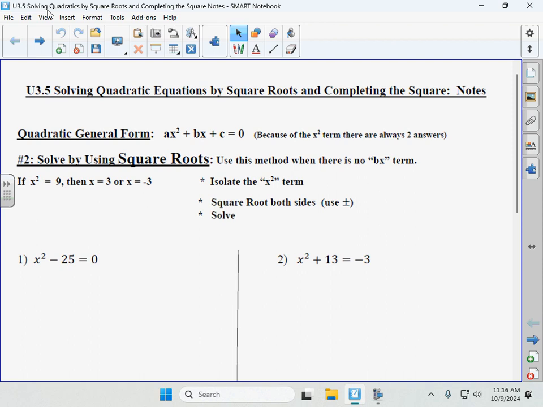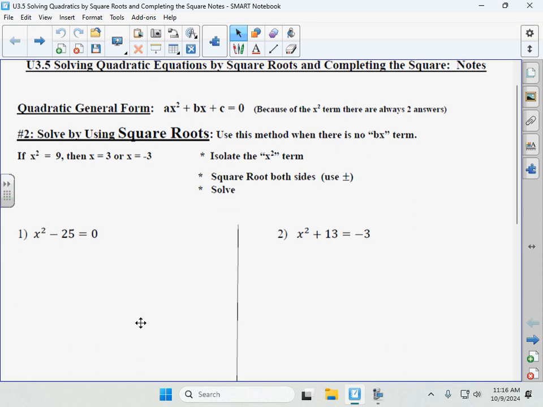All right, so let's look again at our general equation for a quadratic, ax squared plus bx plus c equals 0. Because it has an x squared term, there's going to be two solutions, just like in factoring. So the second method is using the square root method. We want to isolate the x squared term, and then we can square root both sides. Because we're square rooting both sides, we have to remember to use that plus or minus symbol. And then we'll solve the equation.